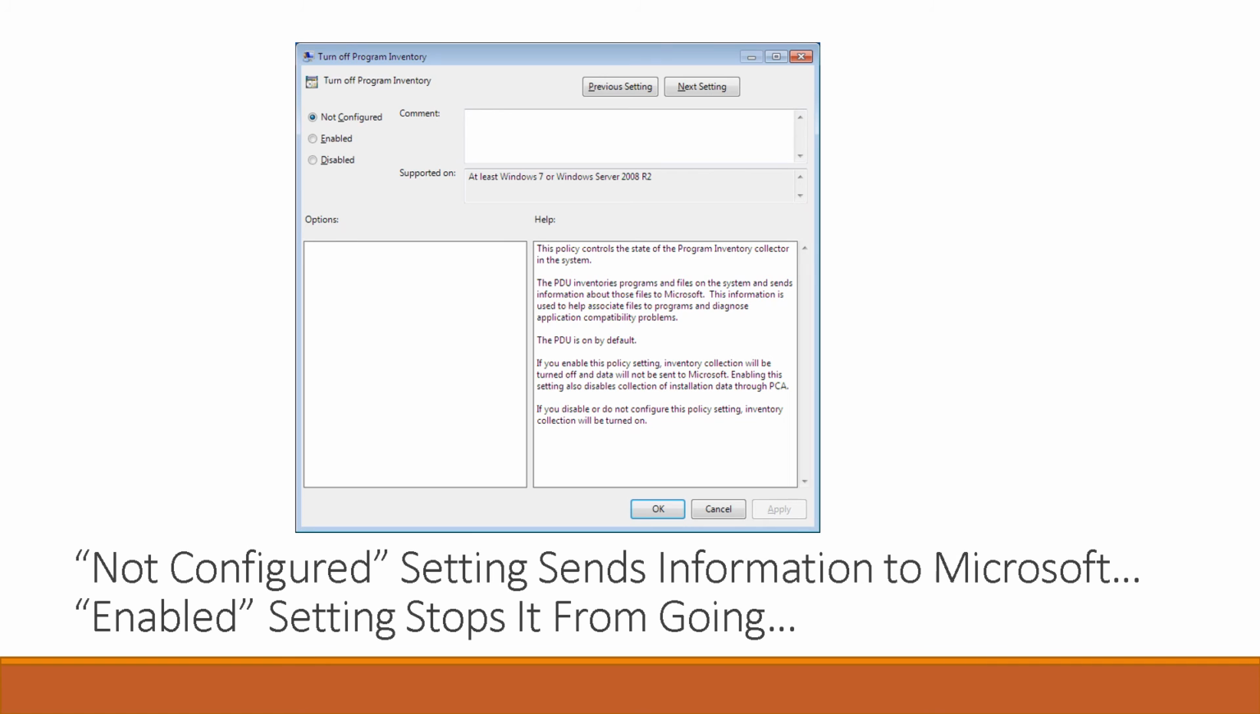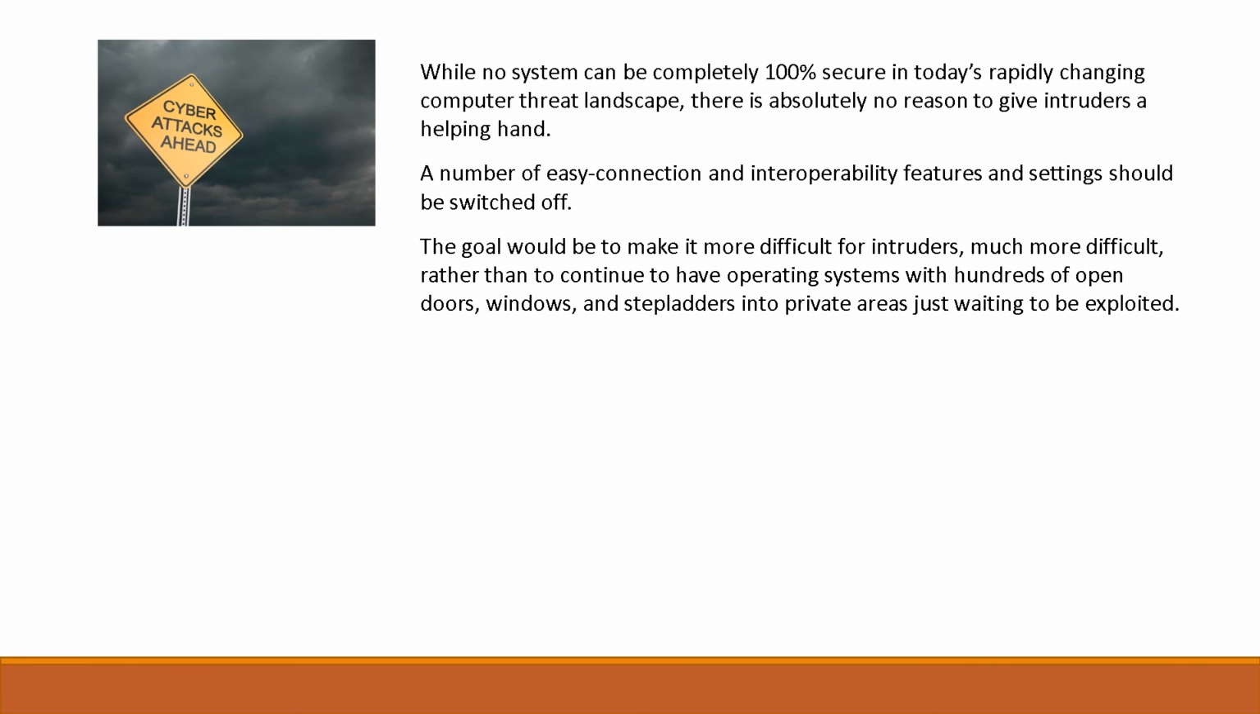In conclusion, while no system can be completely 100% secure in today's rapidly changing computer threat landscape, there is absolutely no reason to give intruders a helping hand. Easy connection and interoperability features and settings need to be switched off by the dozens. The goal is to make it more difficult for intruders, much more difficult, rather than to continue to have operating systems with hundreds of open doors, windows, and stepladders into private areas just waiting to be exploited.